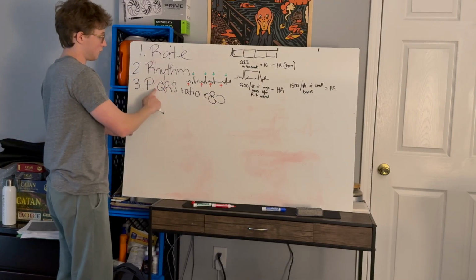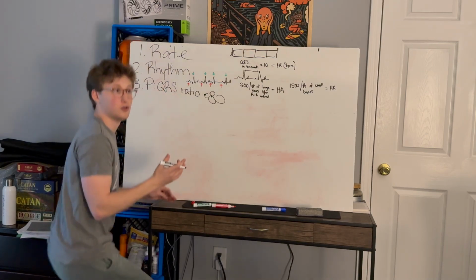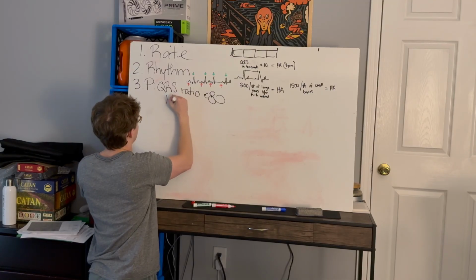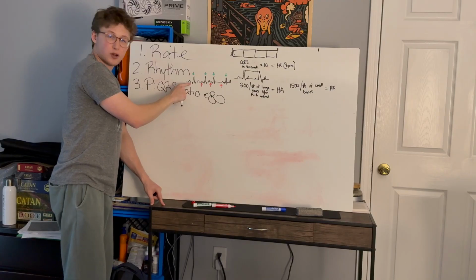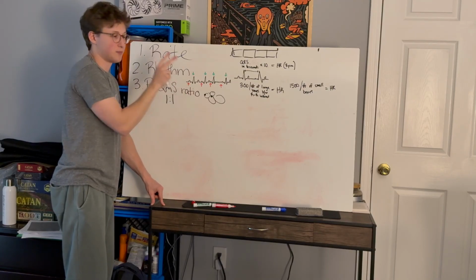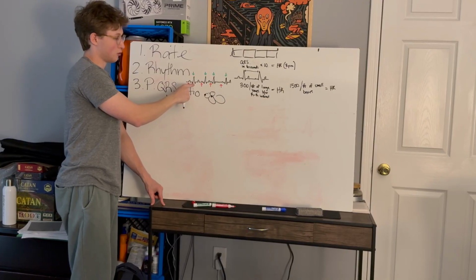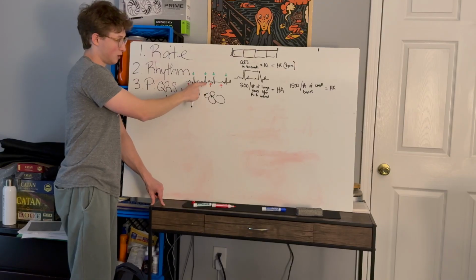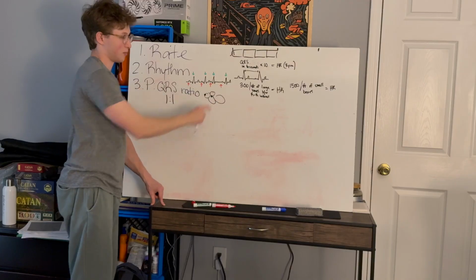So, P to QRS complex, in normal rhythm, it should be 1-to-1. Every P wave, every atrial contraction, every atrial depolarization should be followed by a QRS complex. And again, P wave, QRS complex, P wave, QRS complex, P wave, QRS complex.